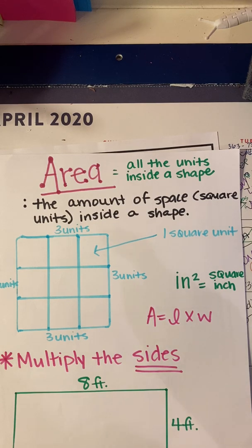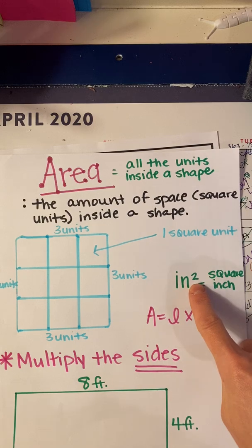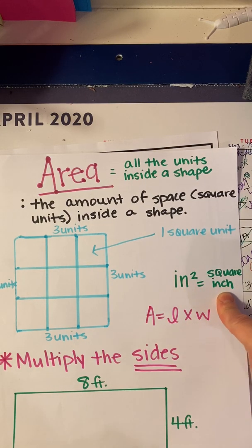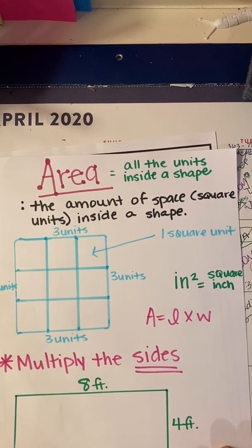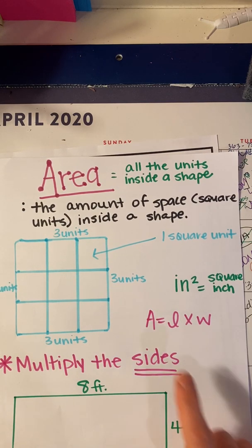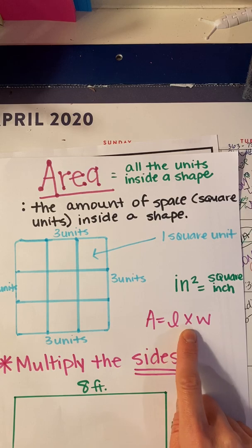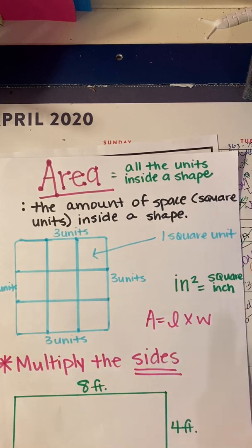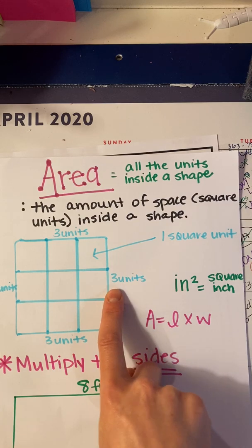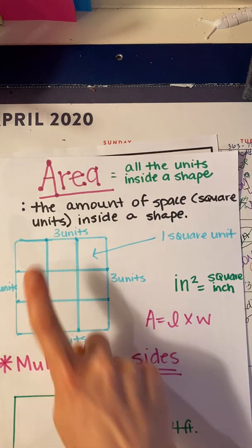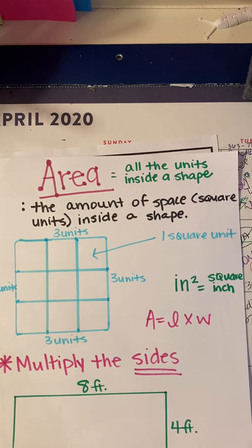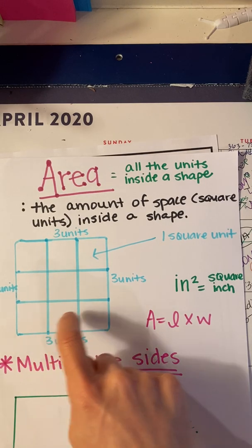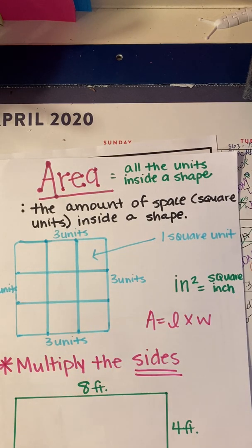And so therefore, since we're taking 2 distances and making it 1, we're showing that by this little 2, or saying it's square inches here. So the formula for area is A equals length times width. So you're going to say length 3 times the width. And you can also find it by finding the space inside of an object here.